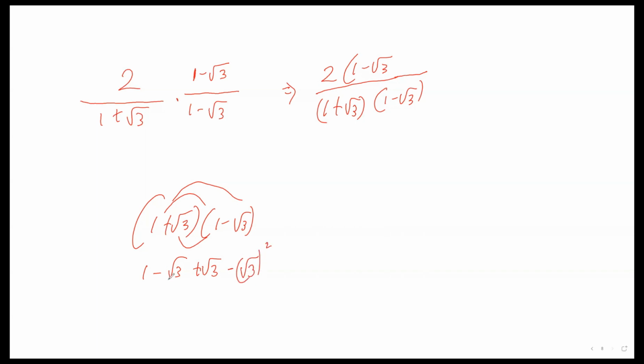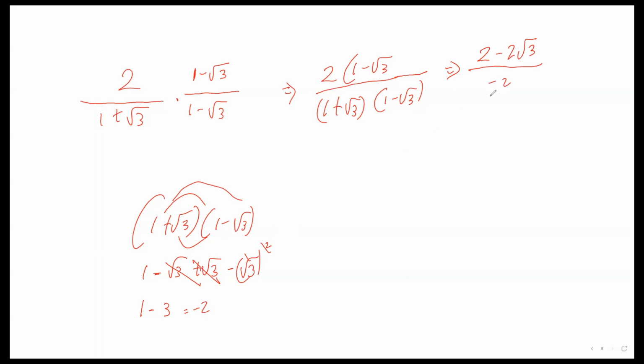So we know that this and this go out, because positive root 3 plus negative root 3 cancels. And this just becomes 1 minus 3. At the top, we distribute the 2, and this becomes 2 plus 2 root 3. And at the bottom we have 1 minus 3, which is just minus 2.